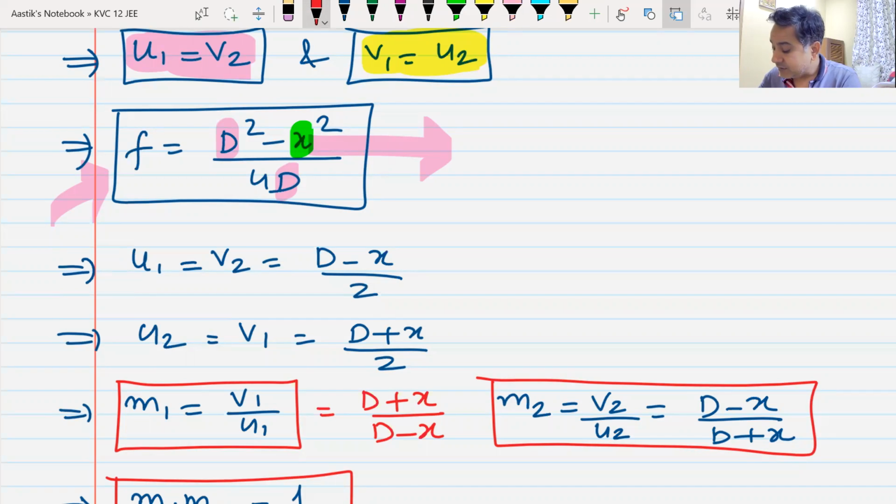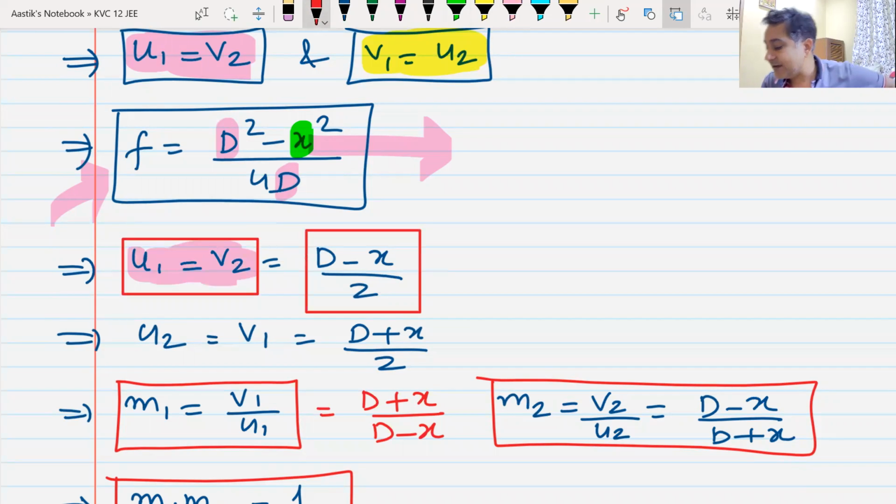We have already discussed that u1 and v2 are the same and equal. The value of these two, in terms of d and x, can be shown to be equal to (d minus x) by 2. Once you have this value of x from the experiment, or once this value of x is given in the question, depending on the language of the question, they might give you the value of x and the value of d, and then ask you what is the value of u1. Just put this in the formula and you should be able to get the answer.